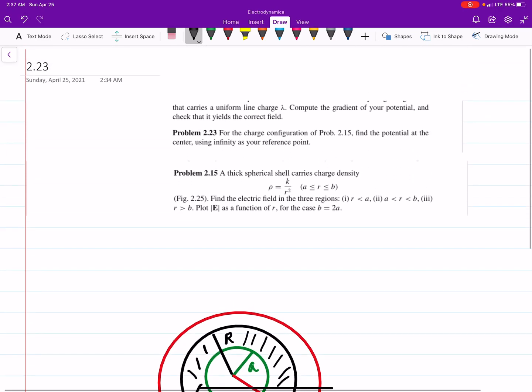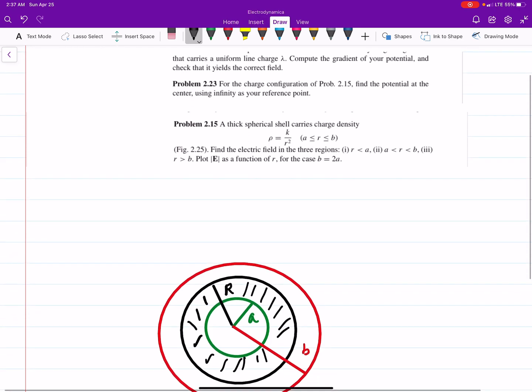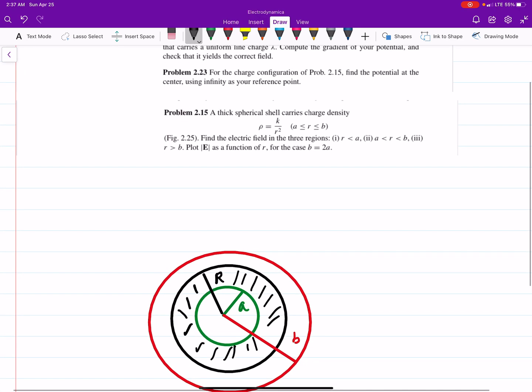So this is problem 2.23 from Griffiths, which says for the charge configuration of problem 2.15, find the potential at the center using infinity as your reference. So looking at 2.15, it says a thick spherical shell carries charge density rho equal to k over r squared for r between a and b.